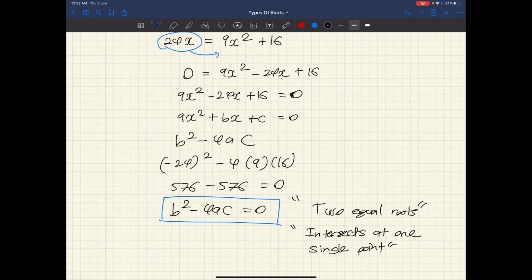So how does this look graphically? Let me do a simple sketch. Graphically this is not quite accurate. I'm just going to show you how this looks from the perspective of a graph. This essentially will look like this, where the intersection will be at only one point.